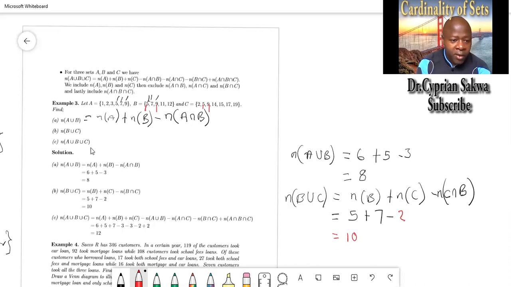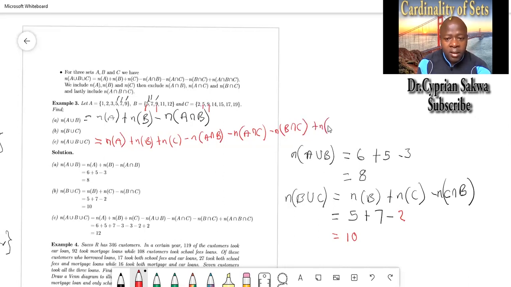And then finally, this will be given by the number of elements in A plus the number of elements in B plus the number of elements in C minus the number of elements in the intersection of A and B minus the number of elements in the intersection of A and C minus the number of elements in the intersection of B and C, and then plus the number of elements in the intersection of A, B, and C.